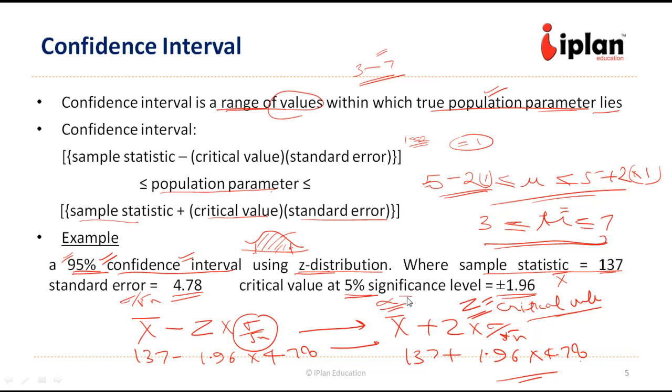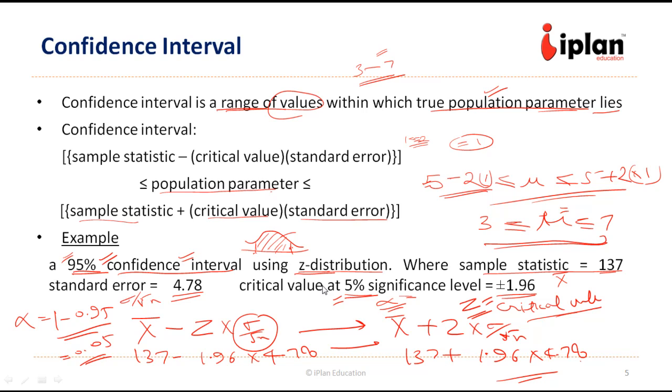So significance level is nothing but 1 minus the confidence level. So if we want to know the alpha significance level, it is 1 minus 0.95. So we can say 95% confidence interval or 0.05 significance level or 5% significance level. So that is one and the same thing. So this was about confidence interval.